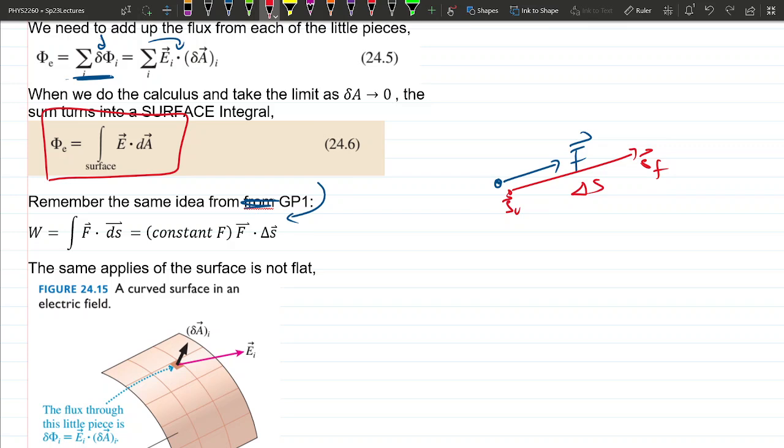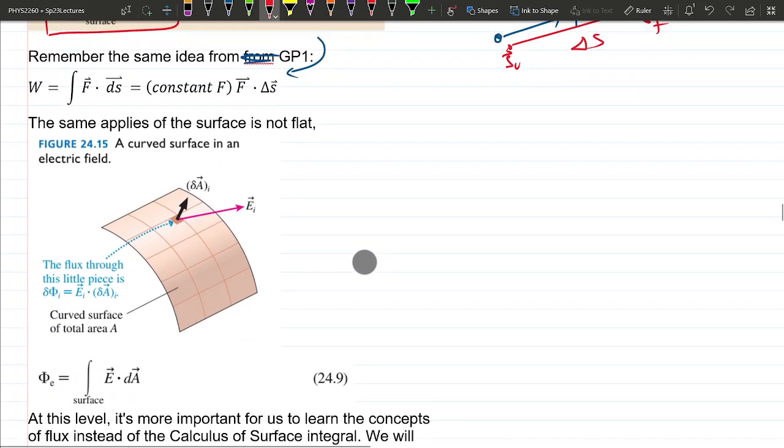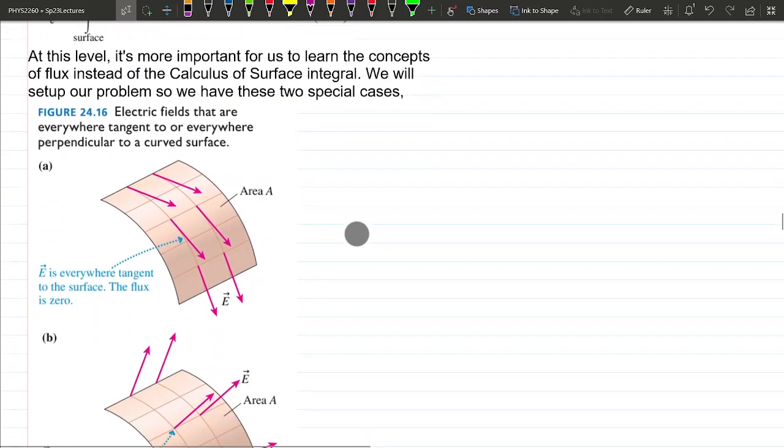Because there are certain surfaces or certain places where we can apply a lot of symmetry. That's why section 1 was important, so that we can compute this electric flux without doing complicated integrations of dot products.